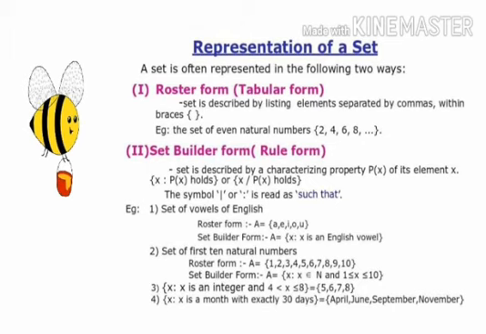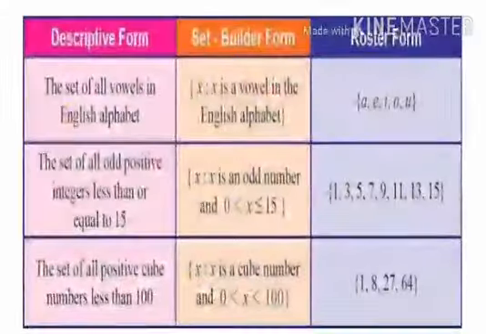In the second example, the set of first 10 natural numbers. We can write it in roster form as A = {1, 2, 3, 4, 5, 6, 7, 8, 9, 10}. And the set builder form can be written as A = {x : x belongs to N and 1 ≤ x ≤ 10}. In the same way, the third and fourth examples can be written in roster form and set builder form.